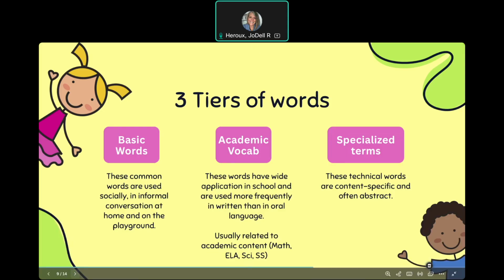Then the third tier of words is specialized terms. And these are technical words, they're content specific, and they're often abstract. So we don't use them that often. An example of a specialized term: when I was in doctoral school, there were 2 words that I really struggled with a lot, and one was ontology, and the other one was epistemology.